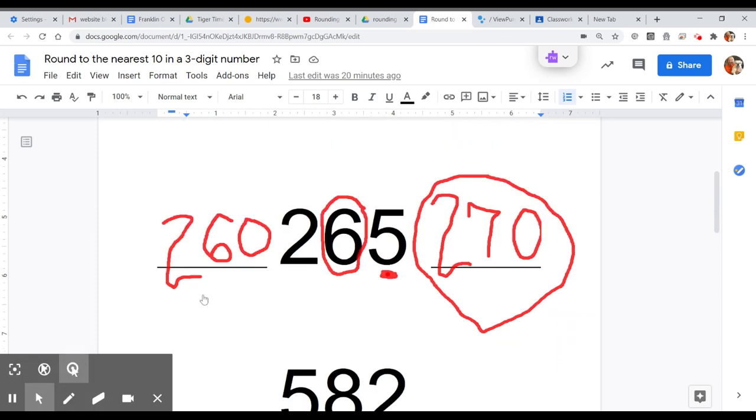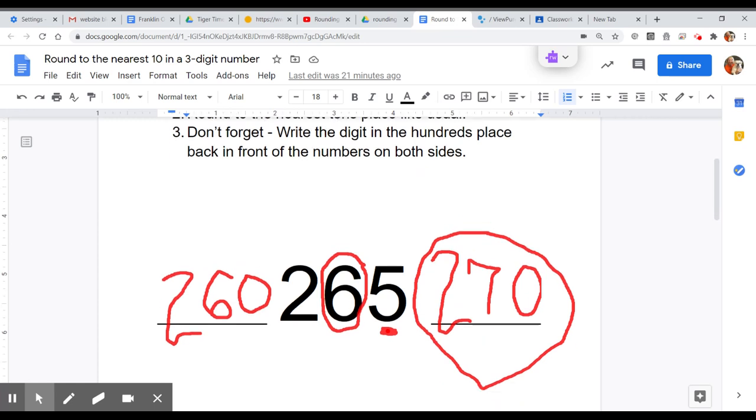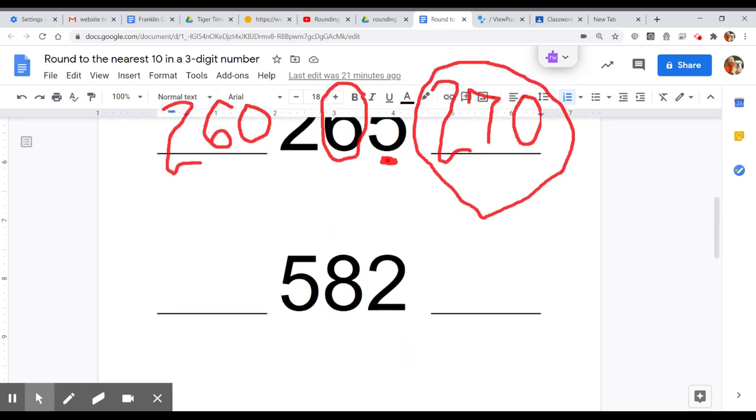All right, so I'm going to move my screen down to the next number that we're going to practice. Okay, tell you what, let me go back. We're going to go ahead. I'm going to use a different color. All right, so let's read this number, 582. Now remember, since we're rounding to the nearest 10 in a three-digit number, I'm going to ignore the hundreds place for right now. It's not going to do anything. So I'm going to focus on my tens place, which is the 8.